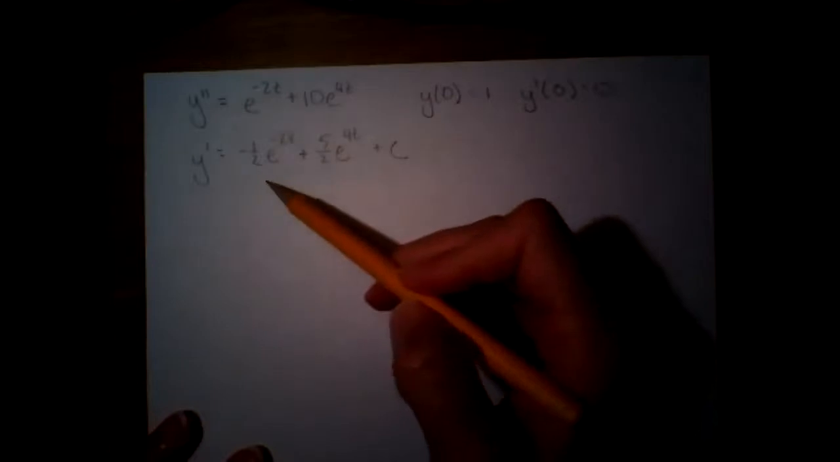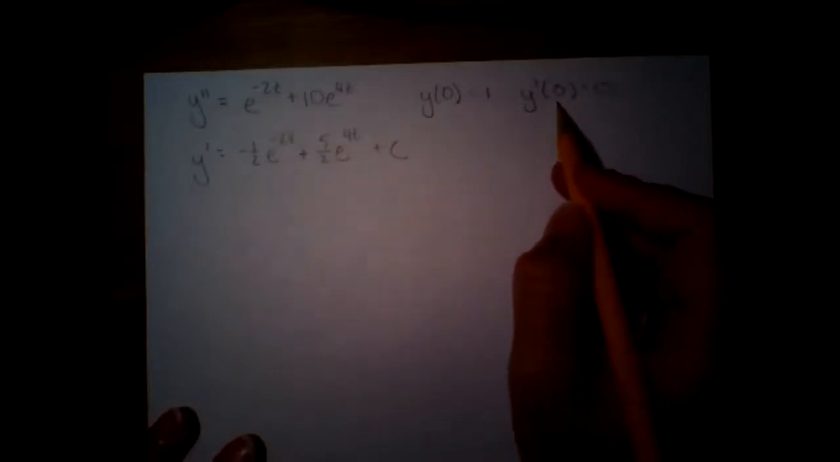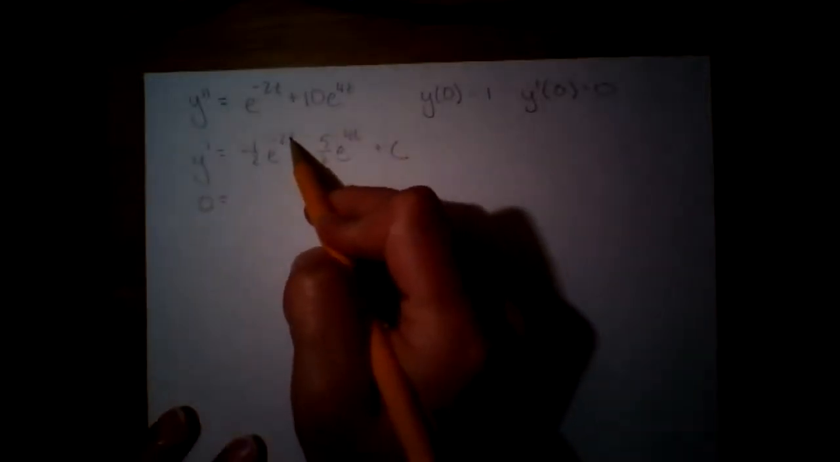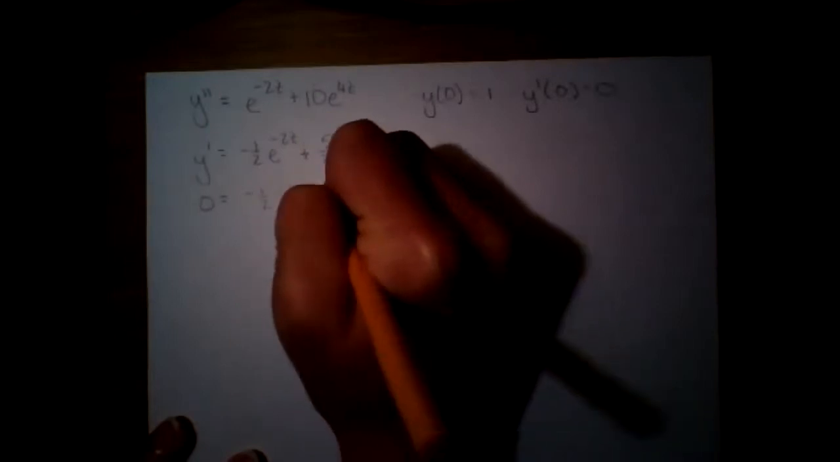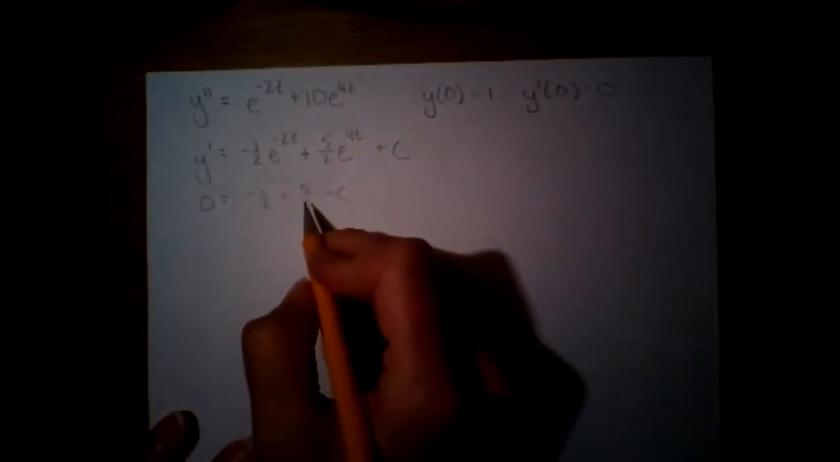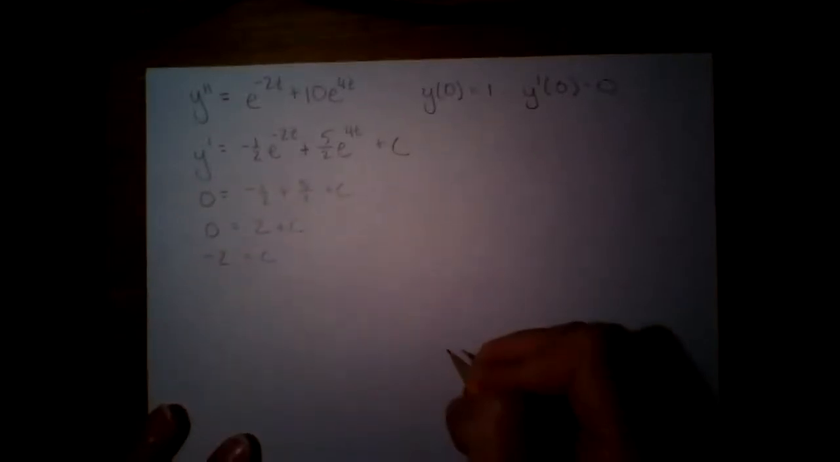Now to find what that constant is, we're going to use this initial condition for the first derivative. So I just did an antiderivative. Now we're going to plug in 0 for t and 0 for y prime. It's going to give us 0 equals e to the 0 is 1 times negative 1/2 will be negative 1/2. Same thing happens here. So that's plus 5/2 plus c. So negative 1/2 plus 5/2 would be 4/2, which is 2. And so you get that c is negative 2.